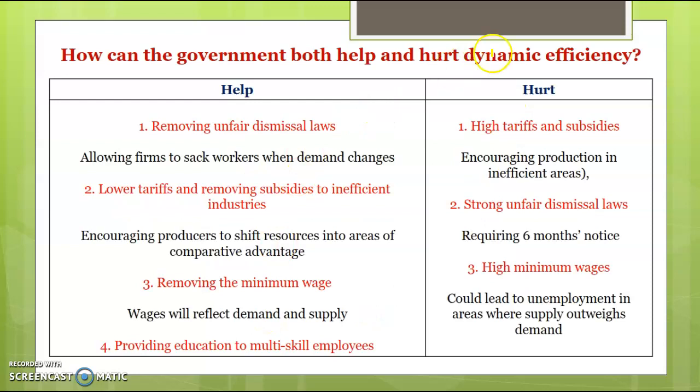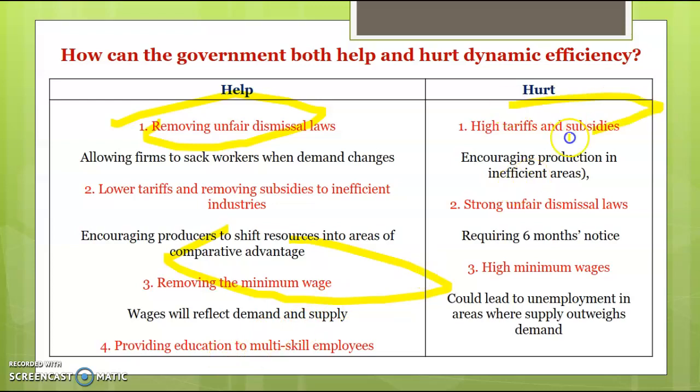How can the government both help and hurt dynamic efficiency? We've talked about most of these, but removing unfair dismissal laws can help because it allows firms to quickly redeploy labour. Lower tariffs encourage firms to shift resources to comparative advantage. Removing the minimum wage, basically that means that wages will better reflect demand and supply for labour as opposed to just protecting workers, and promoting education, so more funding for education so we can multi-skill employees.